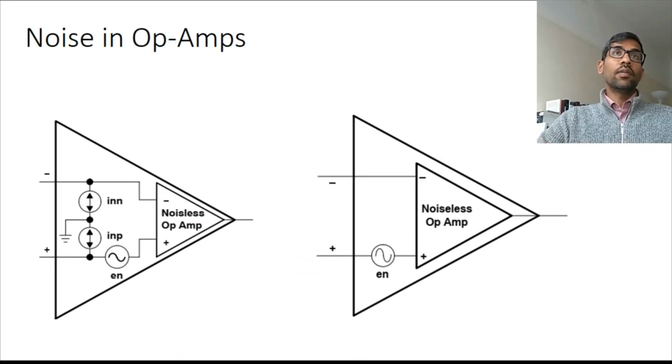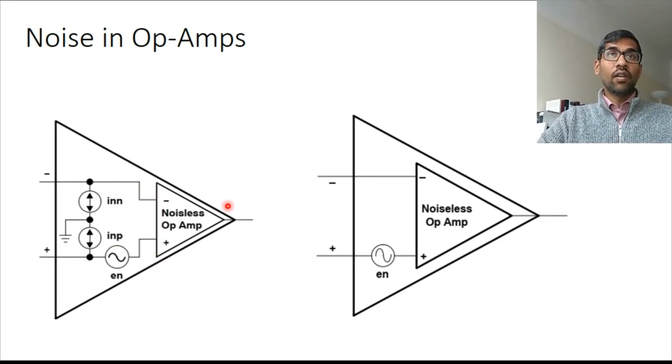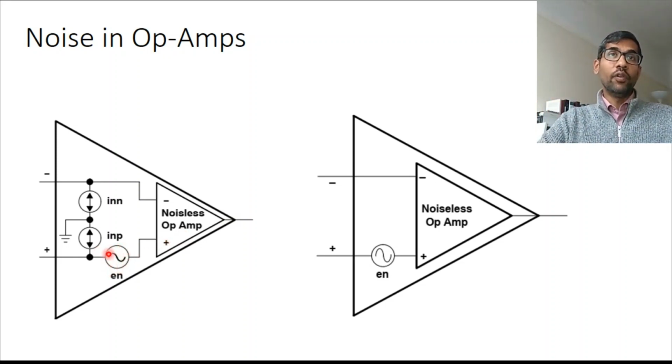Okay, so here is an op amp, and the easiest way of thinking about the op amp in terms of noise would be to think of a noiseless op amp, which is the ideal kind of op amp, and added on to that you have a voltage noise and a current noise. INN is the current noise at the inverting terminal, INP is the current noise at the non-inverting terminal, and En is the voltage noise. So imagine that these three noises are added on to this noiseless op amp, and that's what gives you the real op amp that you're using.